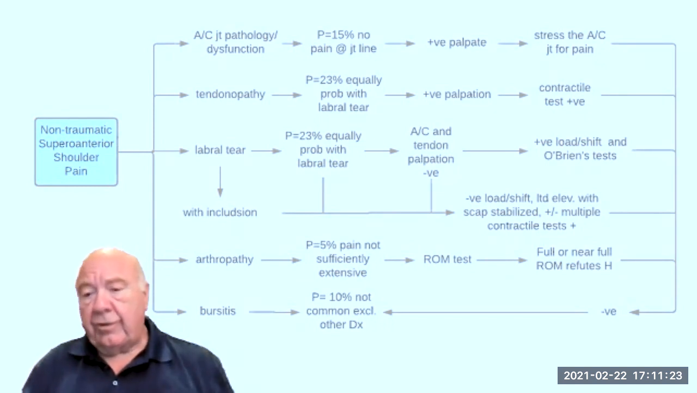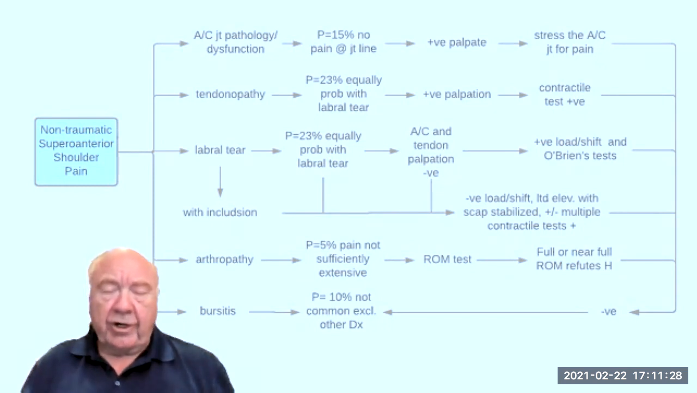Now, probabilities should be an important part of your diagnostic practice. At some point or another, if you're using likelihood ratios, sensitivity and specificity values for your tests and everything else, you need a pre and post-test probability so that you can apply Bayes' theorem to it and end up with how probable your final diagnosis is likely to be. But here we go. So AC joint pathology, I've given this a probability of about 15% as the pain isn't over the joint line. Tendinopathy and labral tearing, I've given about equal probability.